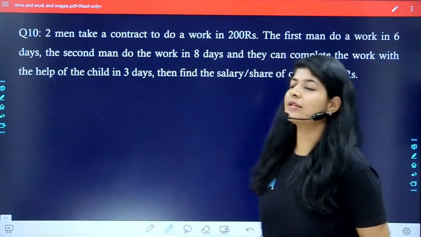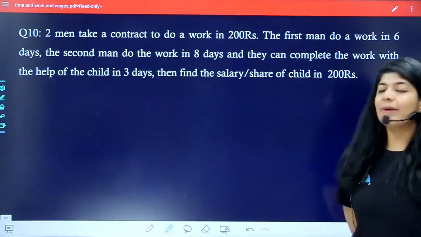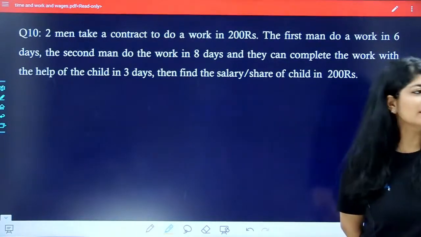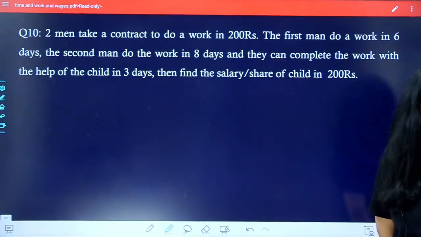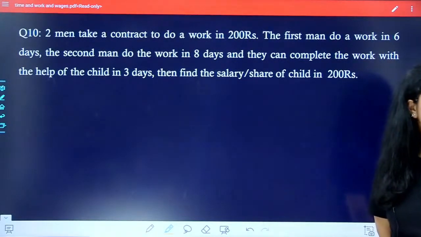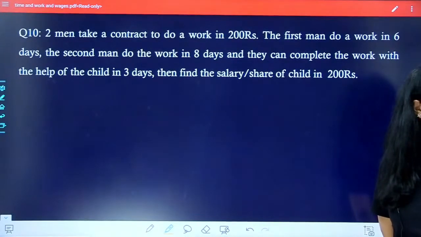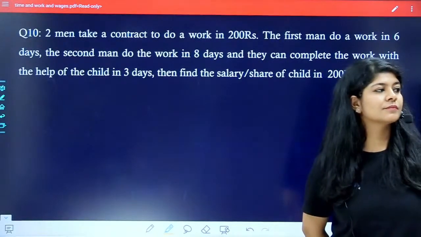Again we are going to follow the same procedure, and we have to find out the efficiency ratio of man 1, man 2 and the child, and as per the efficiency ratio we have to divide this amount 200 among them. What is the share of child in 200 rupees?